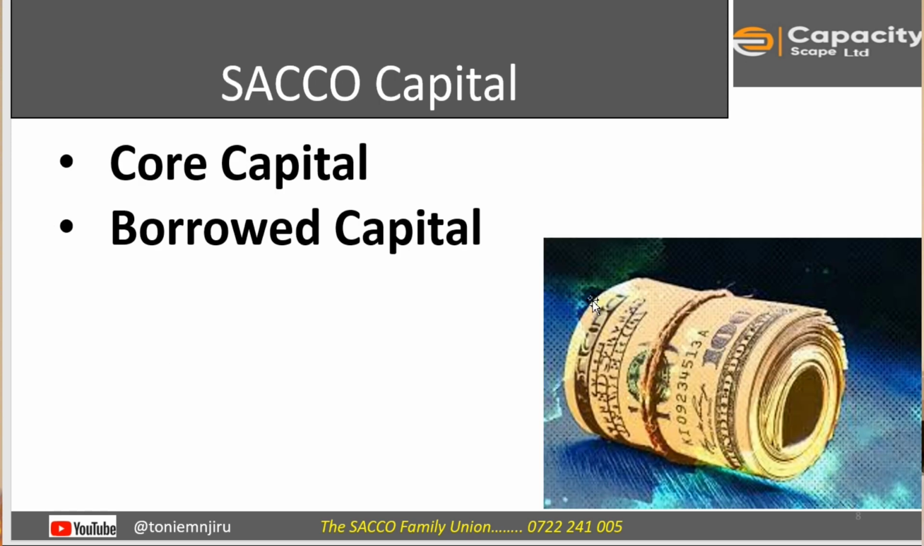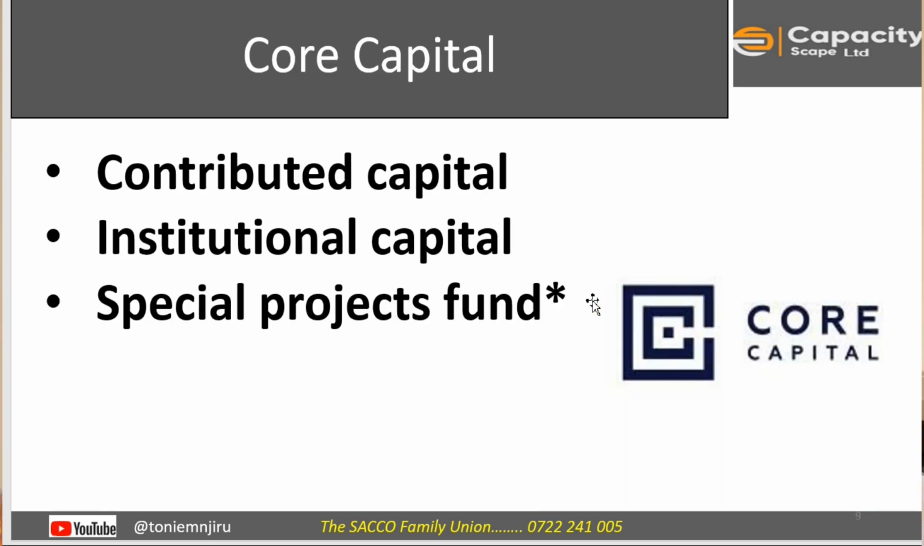So SACCOs primarily have two types of capital. They have what we call core capital, and they have what we call borrowed capital. So the core capital of a SACCO is again divided into two. We may have a third classification, but generally we have two categories under core capital. That is contributed capital, which we mentioned in our earlier video. When you're investing in a SACCO, you put in what we call minimum share capital, which you may increase or not. That is known as contributed capital.